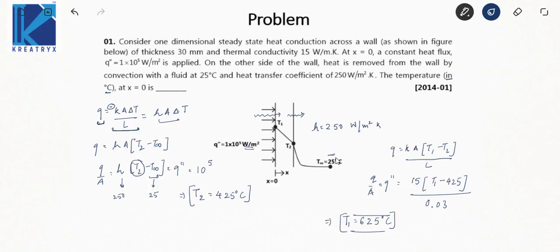We have to fill the answer in degrees Celsius. We have got the answer in degrees Celsius. Be careful of the units. I am repeating, because if you lose marks due to silly mistakes, it actually feels pathetic. Let's move on to the next question.